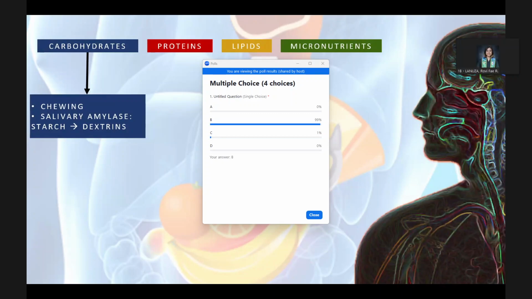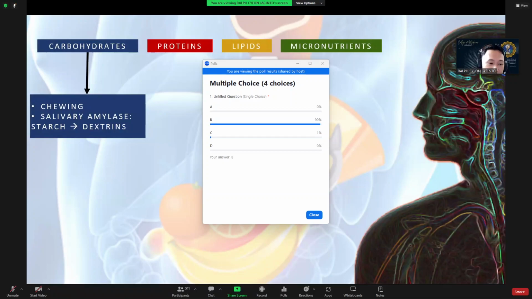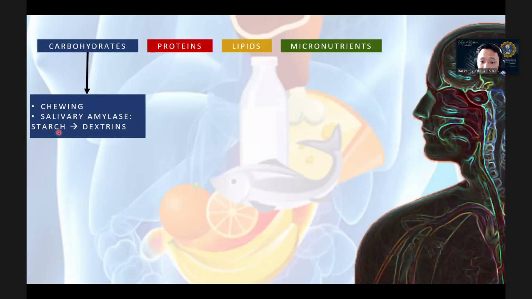So, what happens in the mouth? Wait lang, may nakaharang ba sa screen? Wala. Okay. So what happens in the mouth with regards to your carbohydrate digestion is that the process of mastication or chewing would mechanically break down food into smaller particles, making the surface area greater. Now, at the same time, your salivary amylase would act on specifically your starch or those containing your alpha-1,4 bonds. So starch, what else? Glycogen. So it would act on those things. Okay? And producing a product. So the products can be your dextrin and some of your glucose.